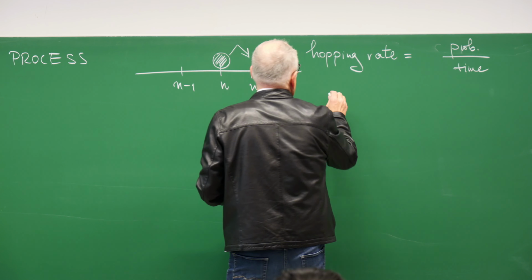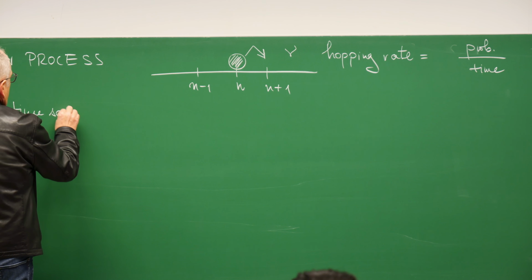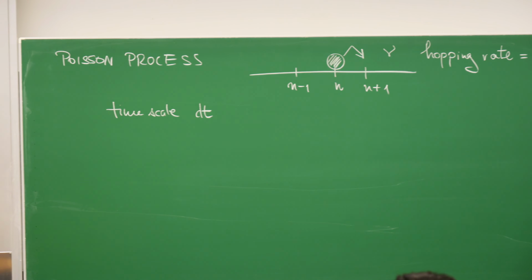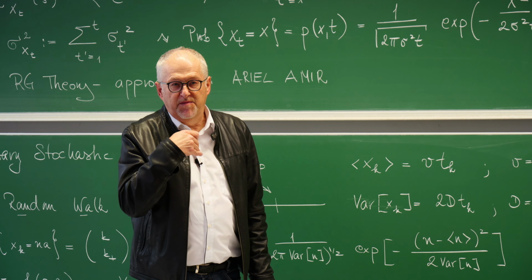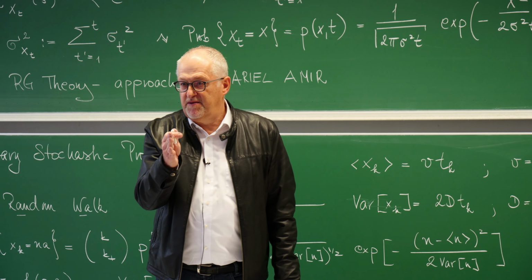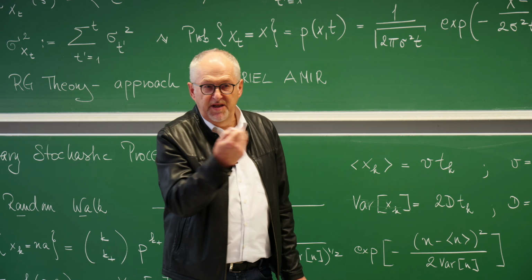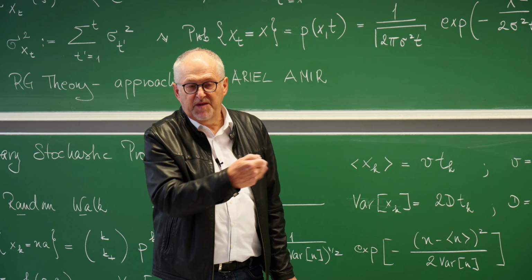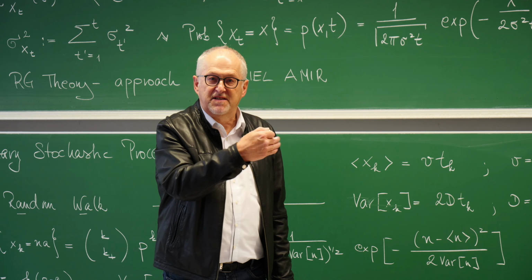So if I fix my time scale to a small increment dt. Oh, and by the way, I didn't say that, but I should. Before, when we looked at the random walk, we said that time is progressing in increments of tau. Now my time is running continuously, as it usually does. So I'm specifying the process not by a probability, but by a rate. And I get a probability if I fix a time scale.